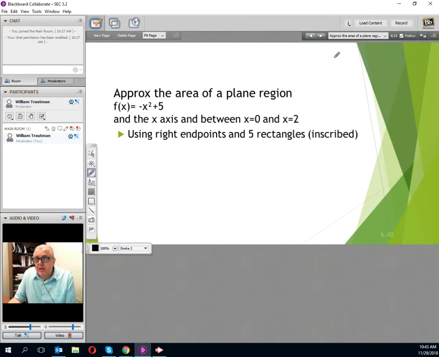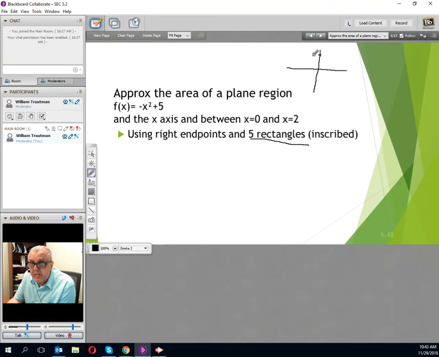So let's draw this picture first. It says approximate the area of the region under the graph, above the x-axis between 0 and 2, using right endpoints and 5 rectangles. So here is my graph, and it's negative x squared plus 5. So here's 5, and negative x squared looks like this graph here. So this is our graph.